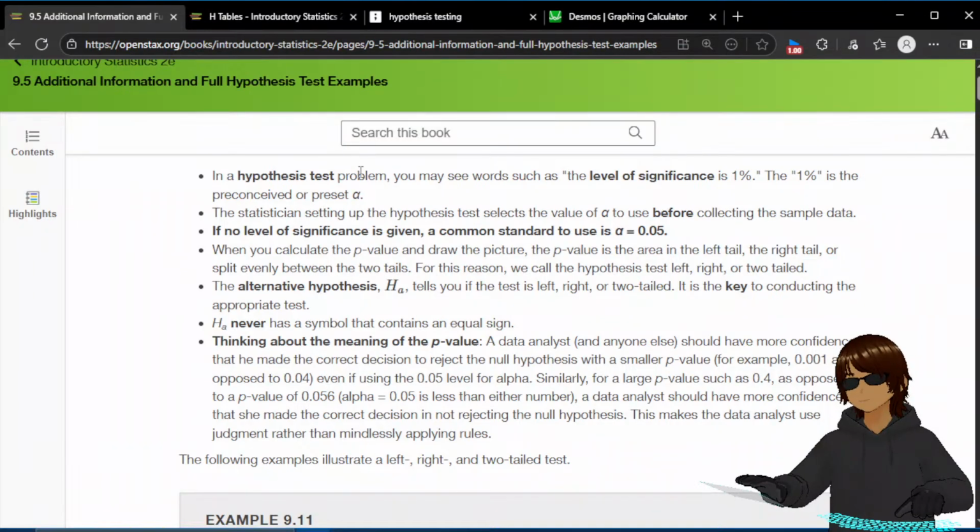In a hypothesis test problem, you may see words such as level of significance is 1%. The 1% is the preconceived or preset alpha. So the level of significance basically means the p-value has to be lower than 1% in order to convince me that the null hypothesis is false. I think level of significance is how low the probability should be to convince me to reject the null hypothesis, the maximum probability.